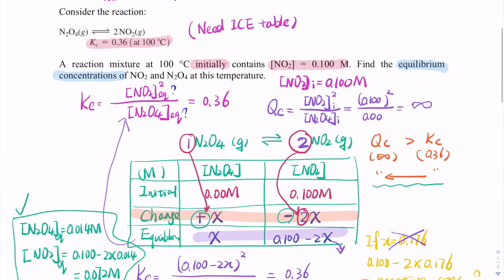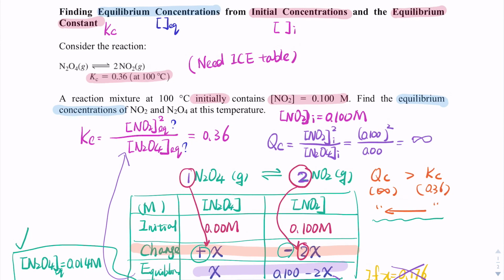And then this is another example. One more time, you know the equilibrium constant and the initial concentrations, and you're looking for the equilibrium concentrations.